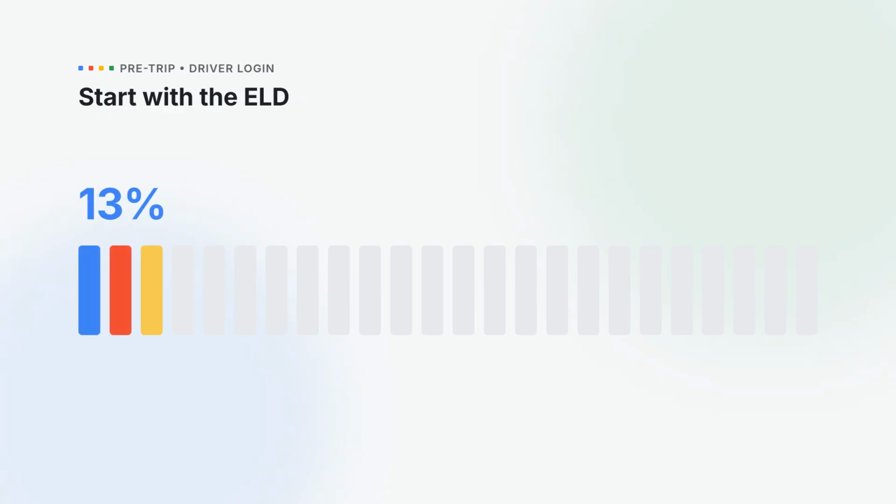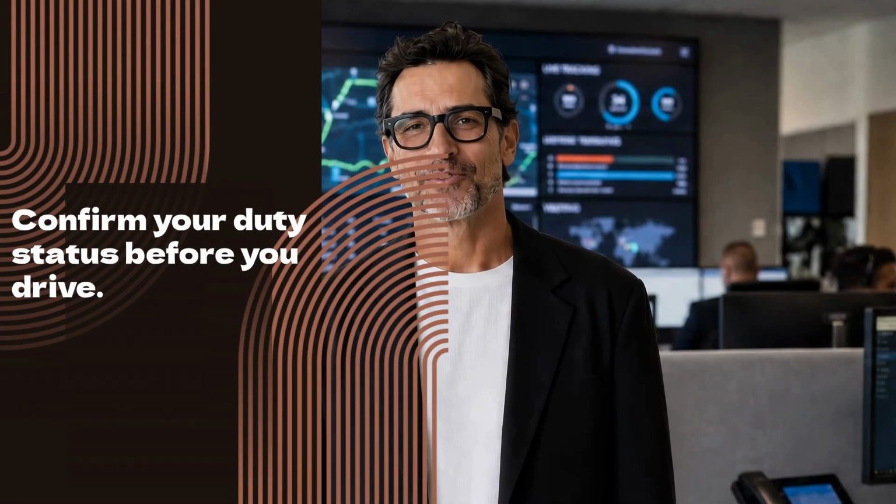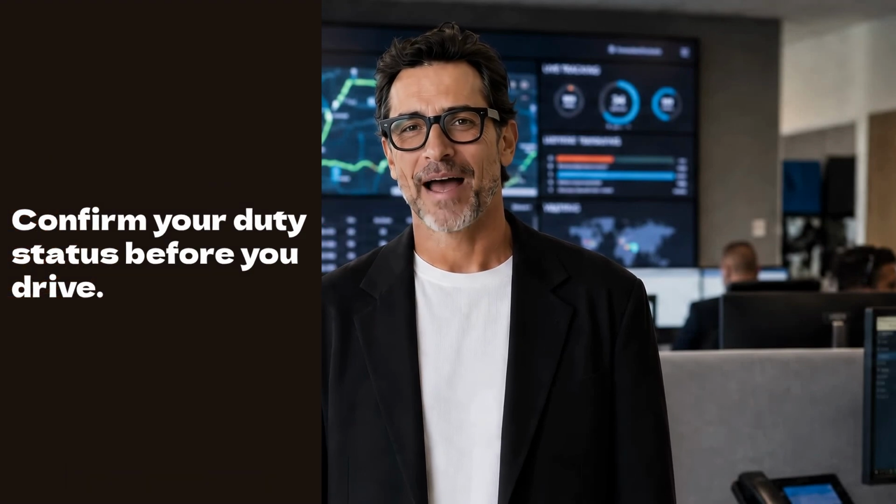Before the truck moves, start with the ELD. Log in using your own credentials so the system identifies the correct driver from the beginning of the shift. Next, verify the vehicle information and trailer details if your operation requires them. Small mistakes here can create confusion later in the log and in company records. Confirm your duty status before you drive. Make sure the record matches what you are actually doing right now.